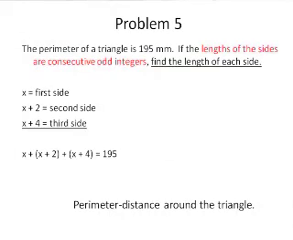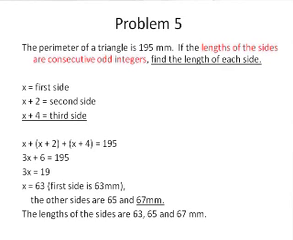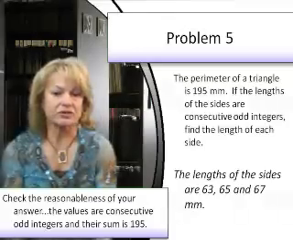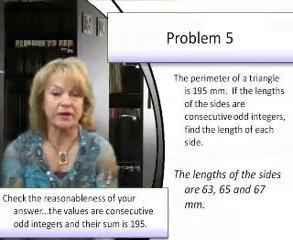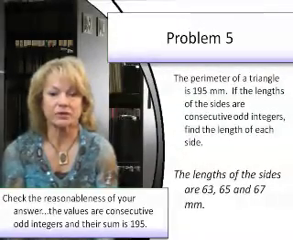Does this sound familiar? We worked on defining unknowns of this nature earlier in this chapter. Adding these 3 lengths, setting them equal to the perimeter, gives us the equation to solve. With the sides defined as consecutive odd integers, we have 63, then 65, and 67 as your lengths. As a check, make sure the 3 sides add to 195, and again, include units.